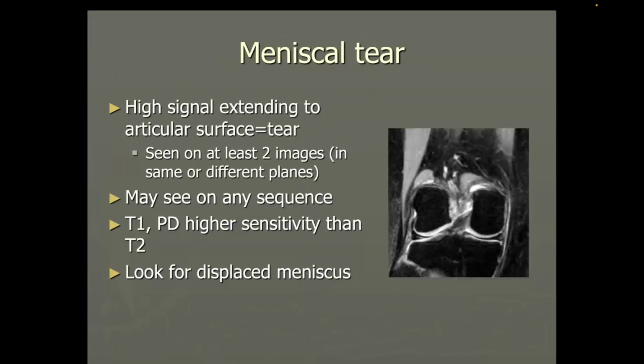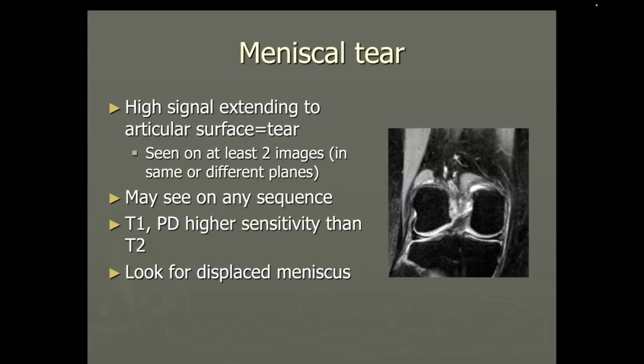So if you're going to diagnose a meniscus tear, or if the radiologist is going to diagnose a meniscus tear, you need to see high signal extending to an articular surface. So as you see here, there's a lateral meniscus tear. You see signal extending from the meniscus down to the inferior articular surface or towards the tibia. It's got to be seen on at least two images, or it could be in different planes. You could see it on a coronal and then a sagittal. T1 and proton density are higher sensitivity than T2s.